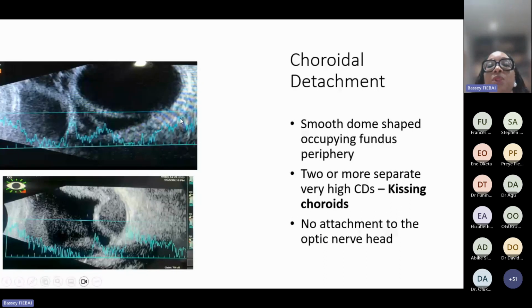So choroidal detachments are not attached to the optic nerve. It's a smooth dome-shaped membranous opacity that comes from the periphery. When the two meet, like this, it is referred to as kissing choroids. The A-scan shows you a double spike, also referred to as the M spike, which is representative of the retina and choroid. So for the choroidal detachment, you will not see any attachment to the optic nerve.